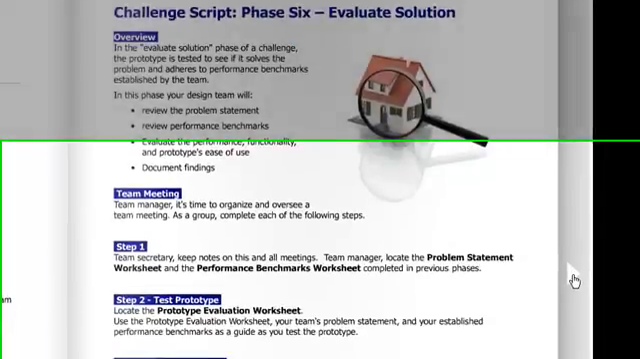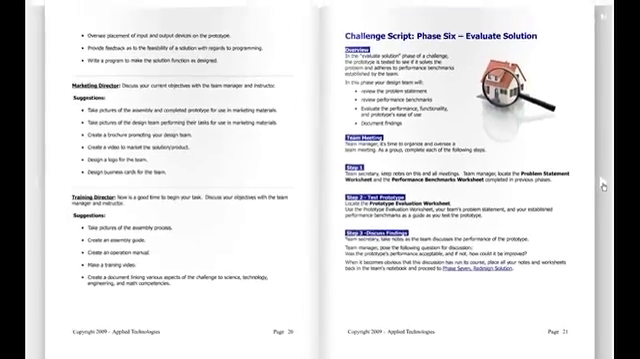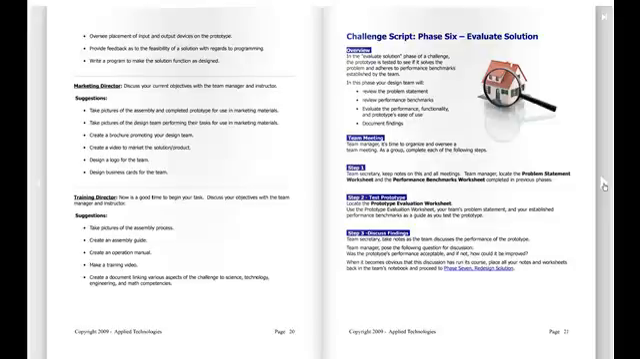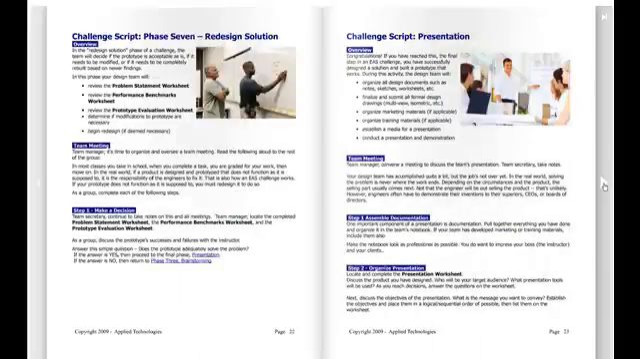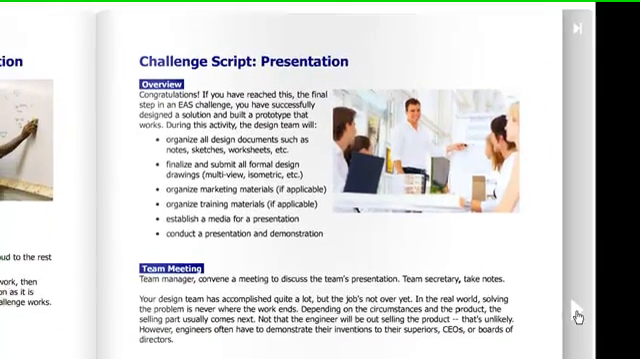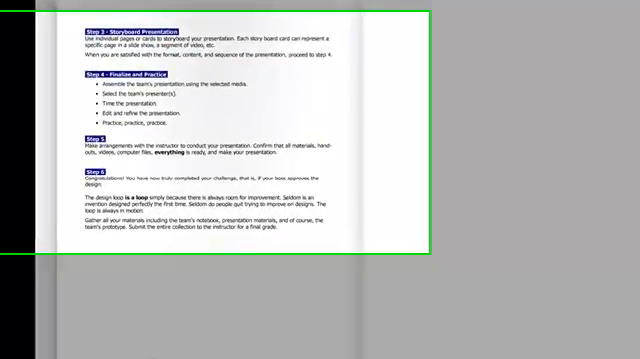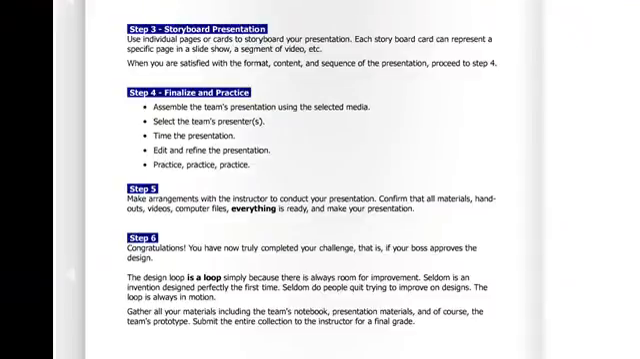The evaluate solution phase forces the team to test their prototype against the specifications set forth by the challenge overview, the team's problem statement, and the set of performance benchmarks established in the define problem phase of the challenge. Results of the evaluation will determine whether a redesign is required. If the instructor deems the prototype acceptable, a decision can then be made to have the team complete the optional presentation phase. The task of creating and delivering a presentation will reinforce the team's understanding of the challenge and the design loop process, as well as provide practice to refine presentation skills.